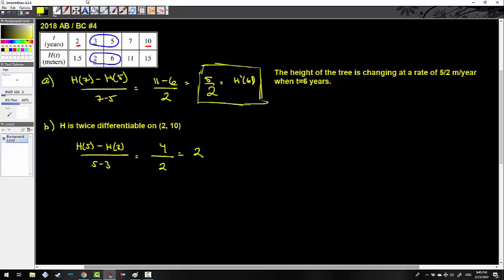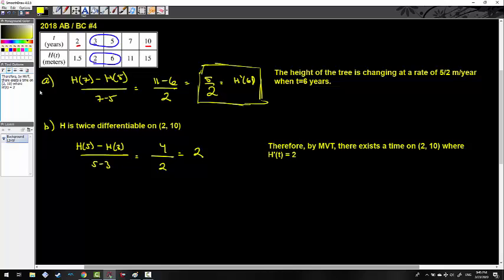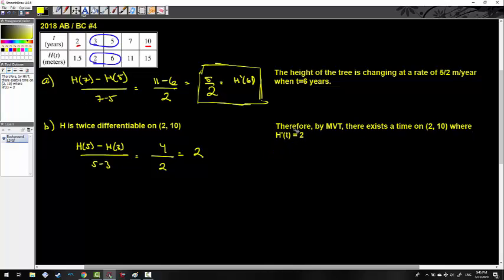So, since we have found the interval in question, we can say, therefore, by MVT, oops, not MCT, MVT, there exists a time on 2 to 10 where h prime of t would be equal to 2. And that's really all we need to do for that problem. So again, it's like MVT in reverse, making sure that we found that average rate of change.